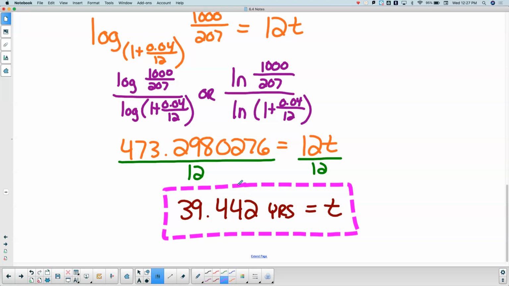Agree? So she puts that $207 into her account. Account pays 4% interest. In almost 39 and a half years, she's got $1,000. By doing nothing. Okay. Questions, comments, concerns, clarifications? Fantastic.